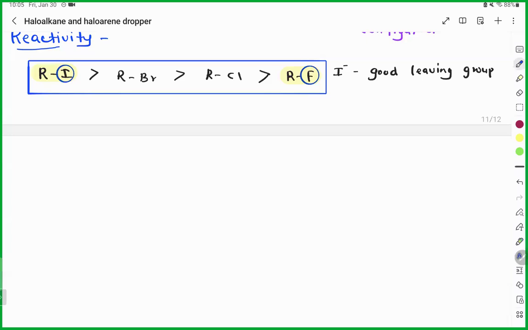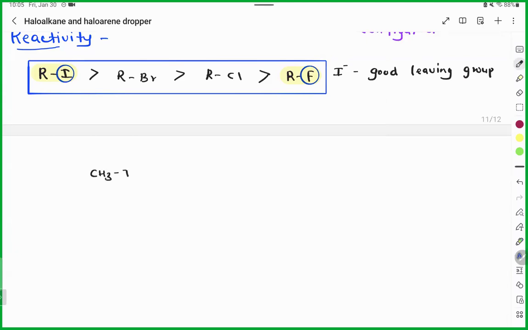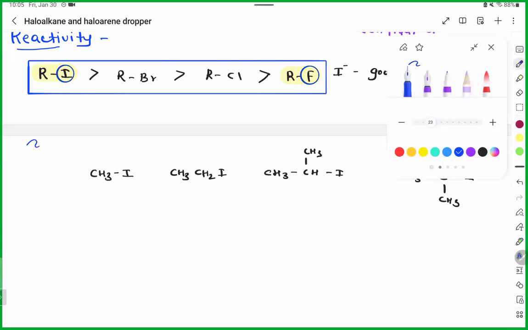This is the reactivity order based on the halogen, but not only halogen. We also have to see what the impact of the alkyl group R part is if the other part is the same. For example, if you see the reactivity order of CH3I, CH3CH2I, (CH3)2CHI, and last (CH3)3CI. The halogen is the same, the alkyl part is different. In that case, we have to see the reactivity order.